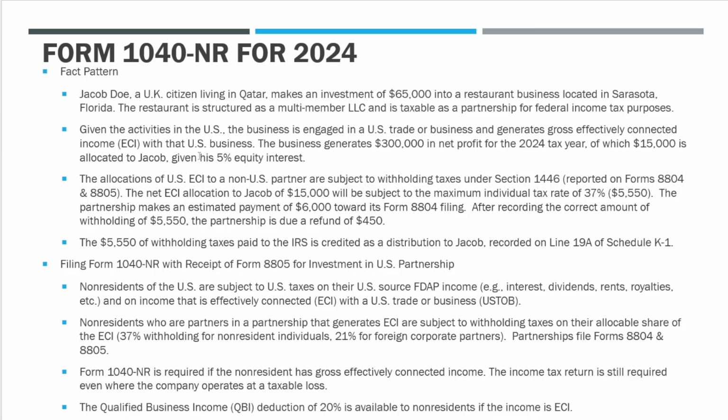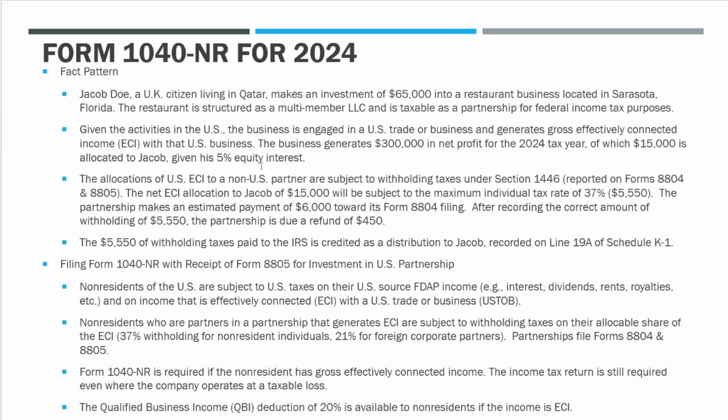So if we start with the fact pattern here, we've got Jacob Doe. He's a UK citizen, but he's currently living in Qatar. He makes an investment of $65,000 into a restaurant business that's in Sarasota, Florida. Now the restaurant is set up as a multi-member LLC, so that means there's more than one owner, and it's treated as a partnership for federal income tax purposes. So the LLC is going to file a Form 1065, and it's going to give a K-1 to each of the members.